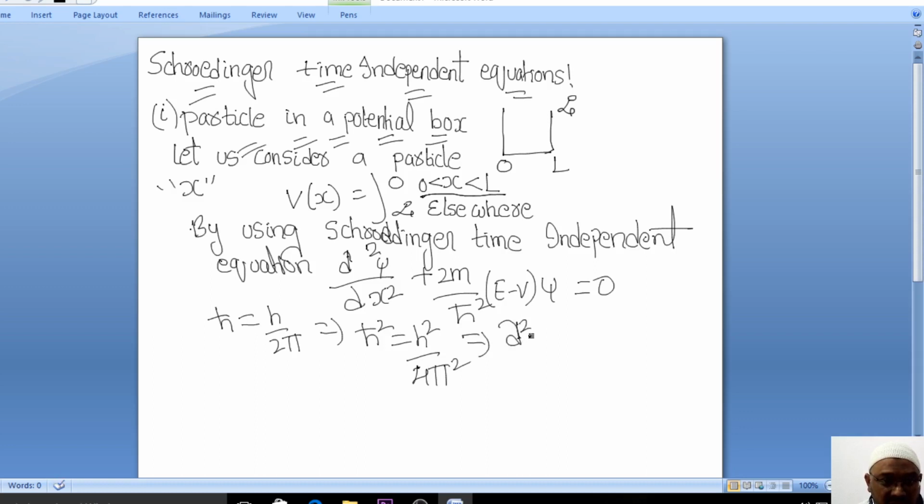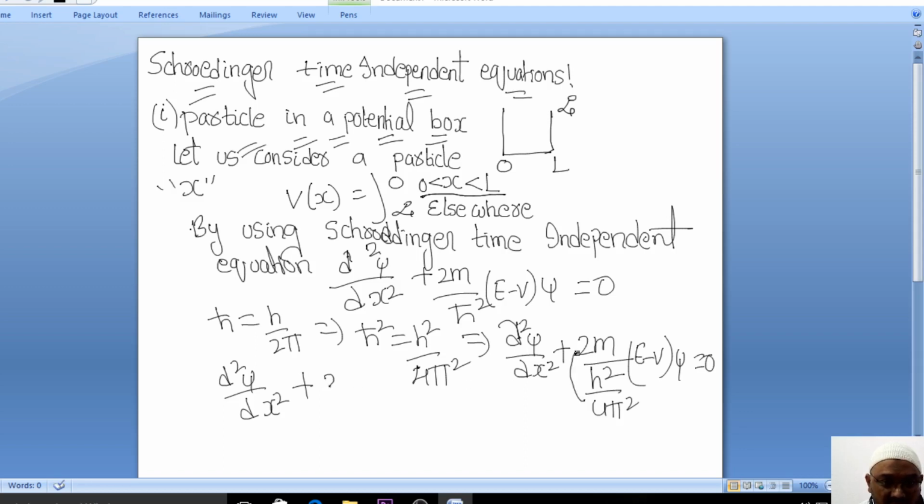My actual equation was this: dou square psi by dou x square plus 2m by h bar square, where h bar square is h square by 4 pi square, into E minus V into psi is equal to 0. I'm just giving you the explanation regarding how I have written this value. So 2m will go to the numerator. This is 8 pi square m by h square into E minus V into psi is equal to 0. So this is equation number 1 and this is also equation number 1.